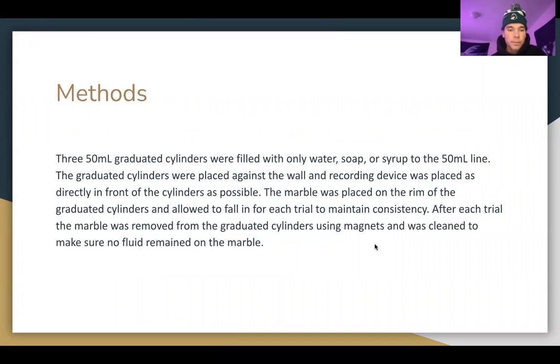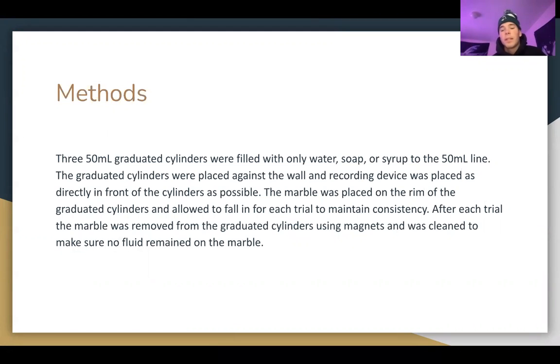And when we came to our conclusions, we realized that the larger the velocity and acceleration, the less viscous the fluid is. The methods we used for this lab: we used 3 50 milliliter graduated cylinders, and we filled them with either water, soap, or syrup, all to the 50 milliliter line. These cylinders were placed against the wall, and a recording device, a phone, was placed directly in front of the cylinders, and the position of the phone and the cylinders were never changed.